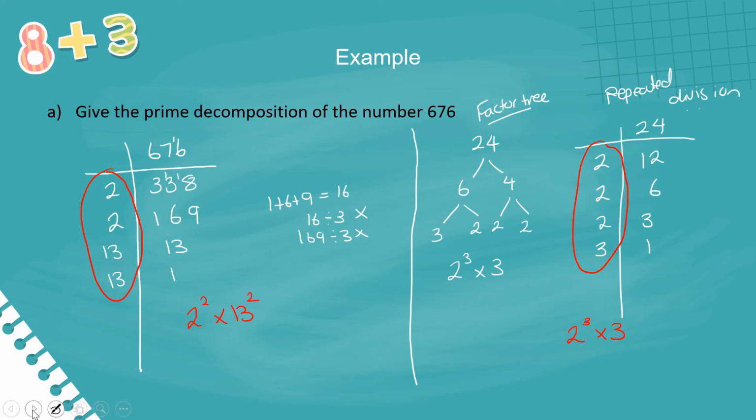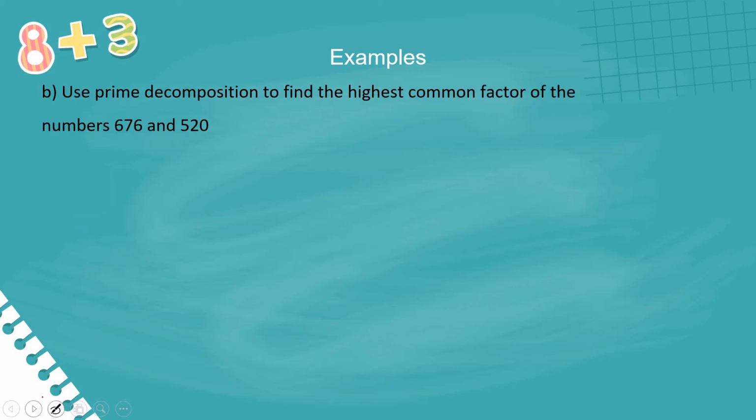Now we can use these prime decompositions to solve some problems. So I want to find the highest common factor of these two numbers, and I want to show you how you can do this using the prime decomposition. So 676 we already saw could be written as 2 squared times 13 squared. Now 520, you might have a different number in your notes, but I have swapped it over, sorry.